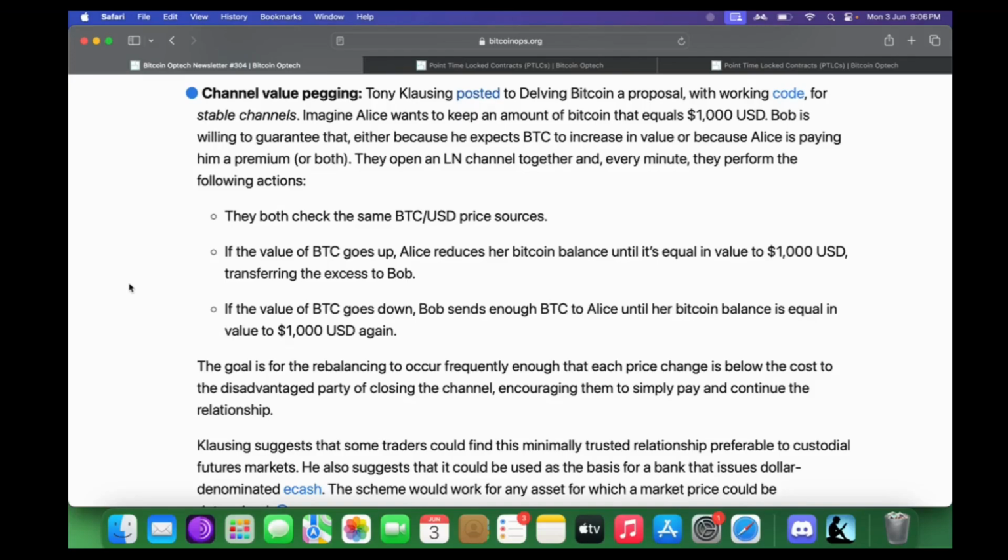The idea here is to get price actions from 3 or 4 different price points, like through different exchanges, and then set a frequency at which to check the price, and then transfer sats between the two parties in the channel. If the price goes up, the sats flow in one direction, and if the price goes down, the sats flow in the opposite direction.